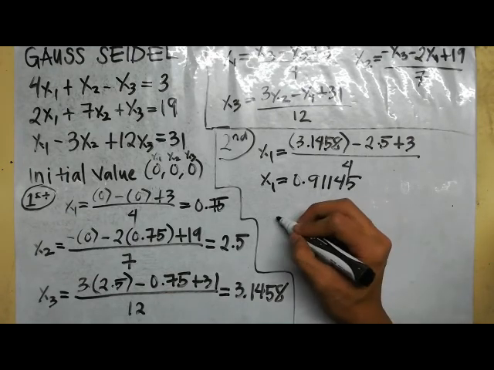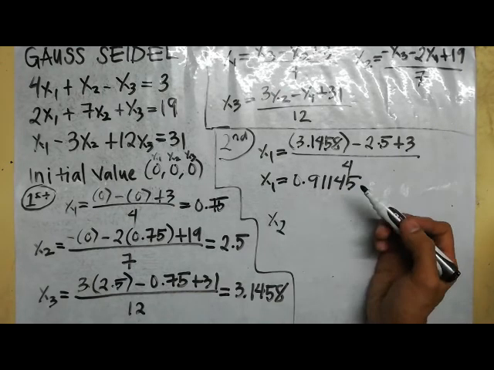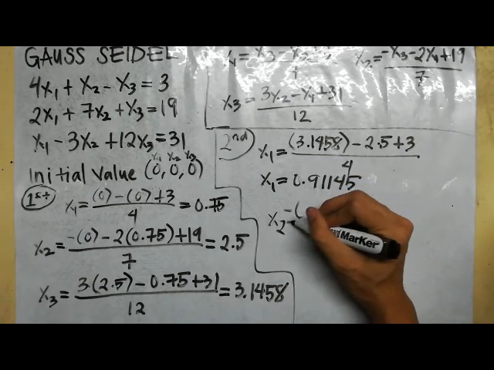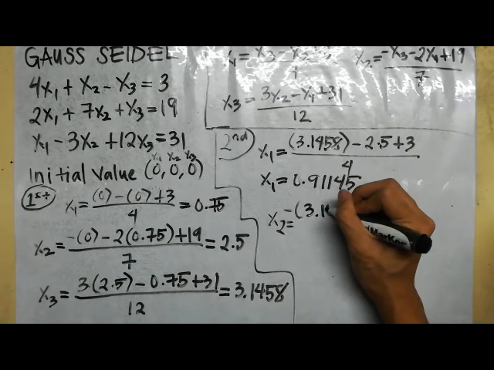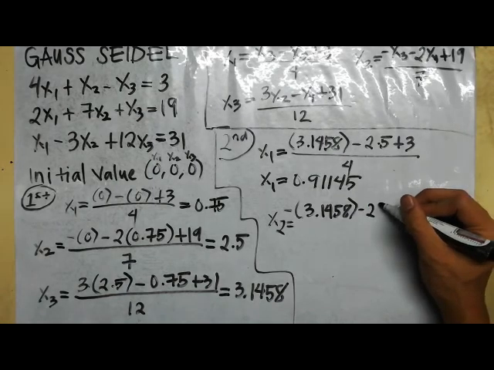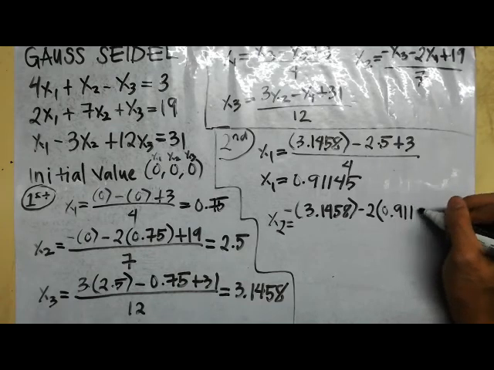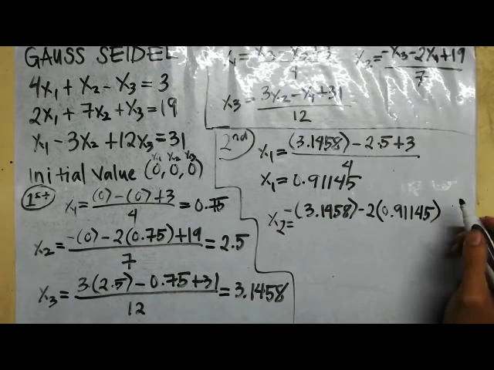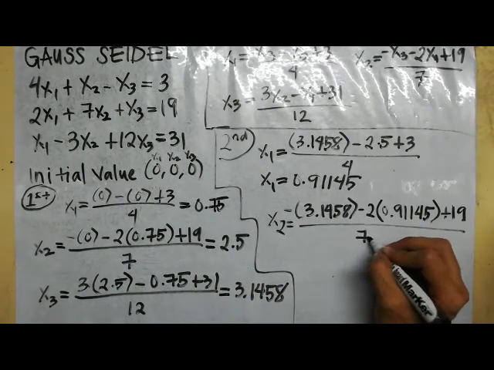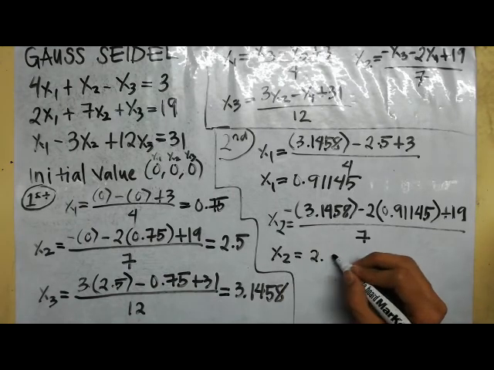So for our x sub 2, again we have our new value for x sub 1, so we will substitute it. We have negative 3.1458 minus 2 multiplied by x sub 1, which is 0.91145, plus 19 over 7. So our x sub 2 equals 2.004.